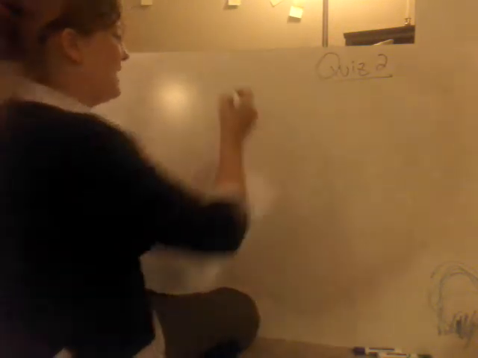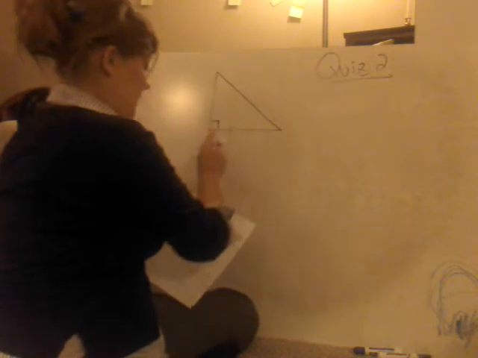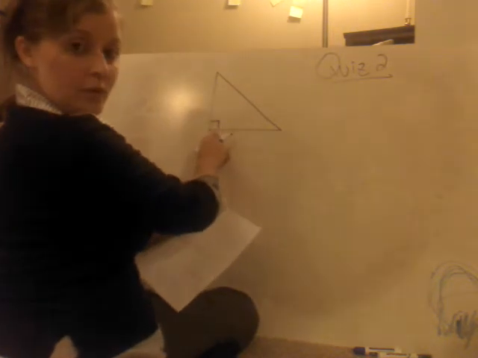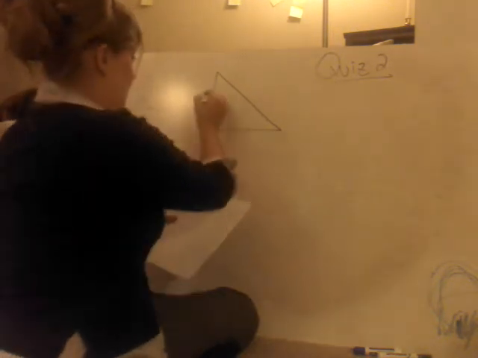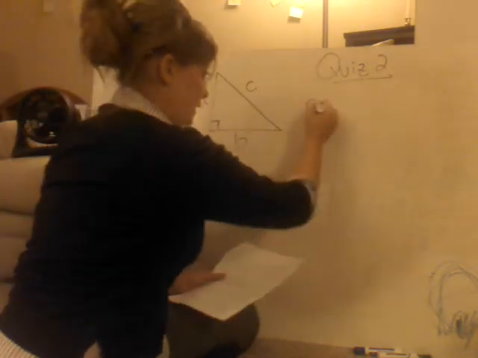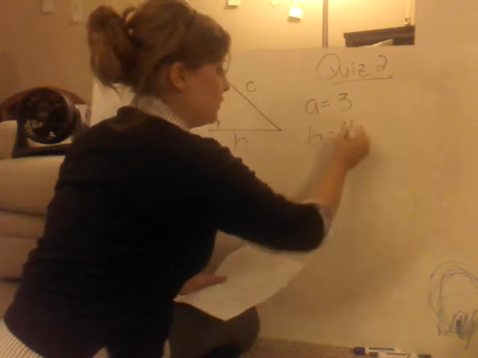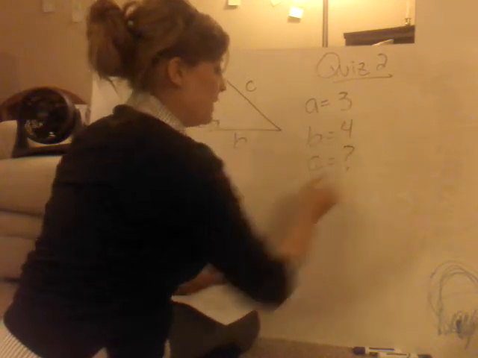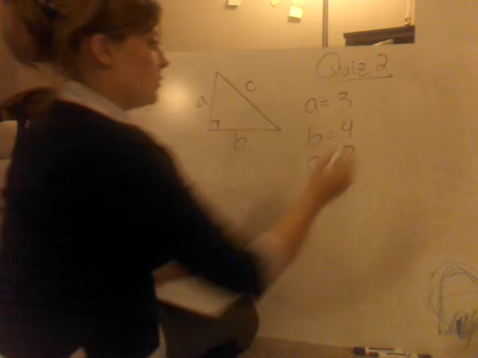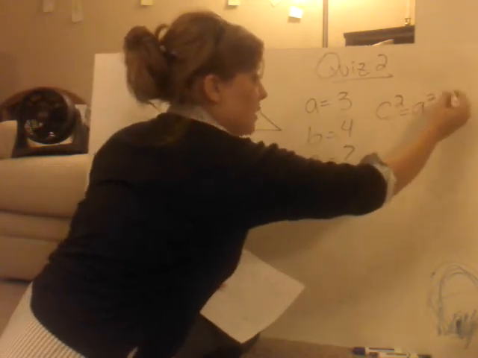Alright, so number 15. I give you a right triangle. I tell you it's a right triangle because I have a little perpendicular angle here. I tell you this is A, this is C, and this is B. I tell you that A is equal to 3, B is equal to 4, and I want you to find C. The Pythagorean theorem again is C squared equals A squared plus B squared.